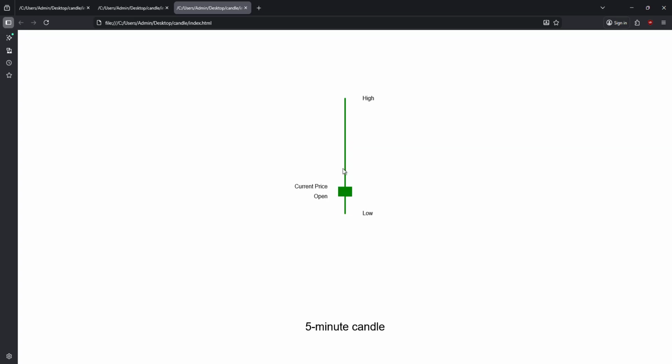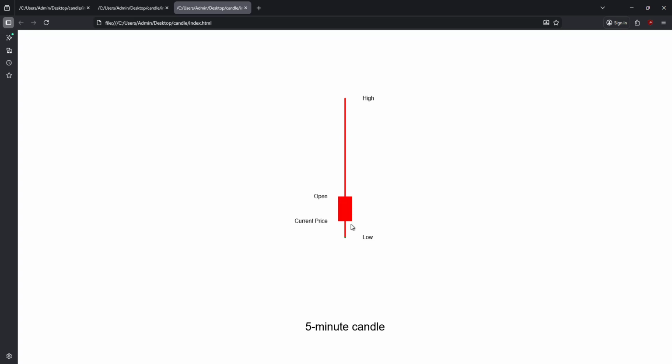So the open never changes. As you can see, the opening price, no matter what happens, the open always is the open. The current price is always the current price until the candle is done. After the end of the 5 minutes, the candle is done forming, then it'll become the close, right?